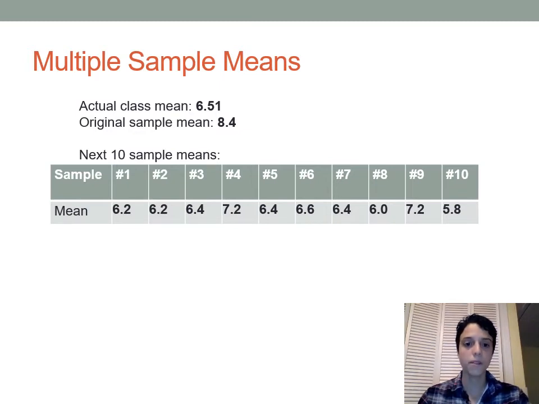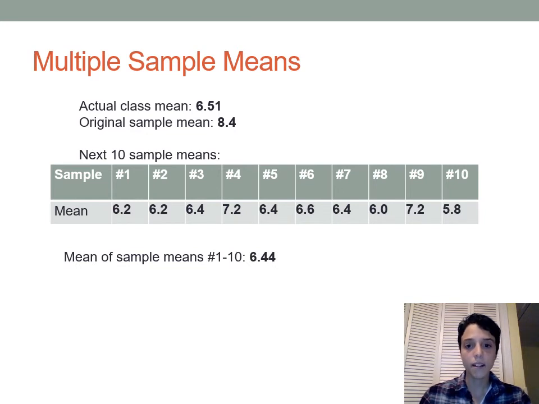But watch what happens when I do this. If I take the mean of those 10 sample means that I have in that table, I get an overall mean of 6.44. In other words, I took the mean of 6.2, 6.2, 6.4, 7.2, 6.4, 6.6, 6.4, 6.0, 7.2, and 5.8. I took the mean of those numbers, which were all the sample means, and I got 6.44. What's cool here is that it's really, really close to the actual mean. In fact, we are less than 0.1 letters off.